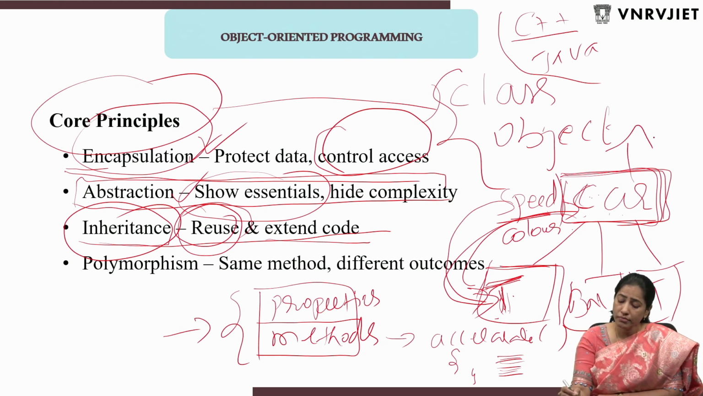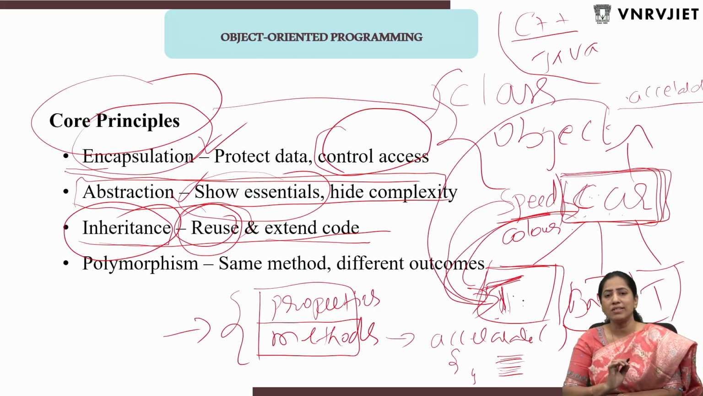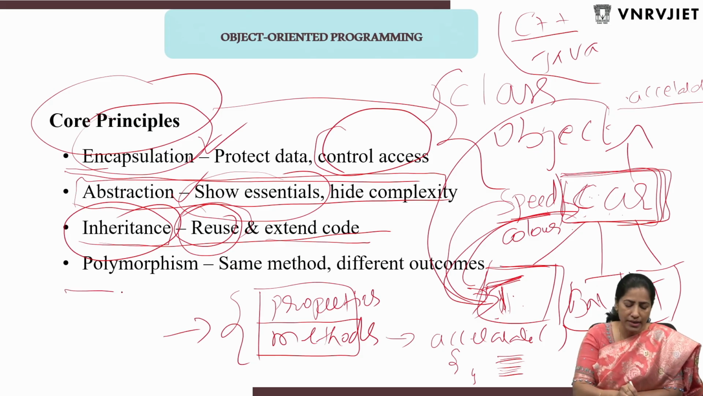Now, when you are inheriting the properties, whatever the name of the method, like accelerate is the method that we have, the same accelerate method, with the same name, I am using in a subclass also. That means the same name, polymorphism.